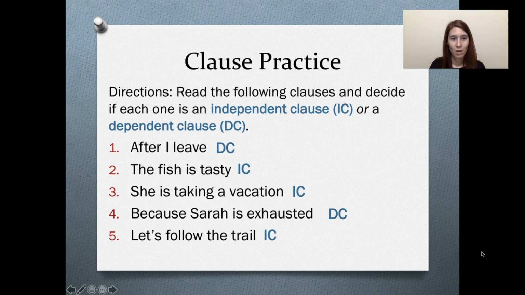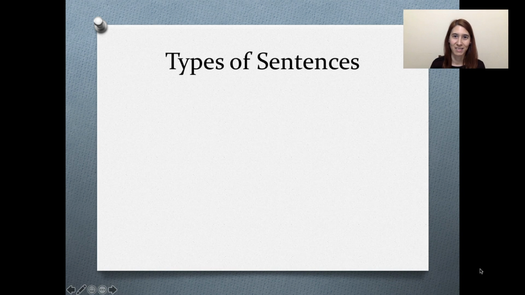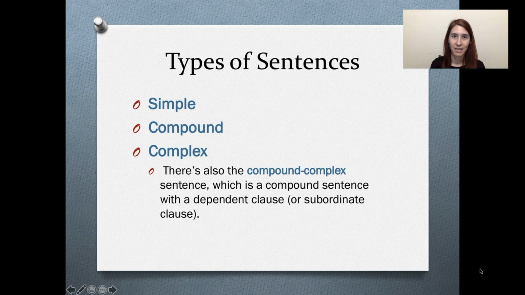So numbers 2, 3, and 5 are complete sentences. And then numbers 1 and 4 are not complete sentences. Those are dependent clauses. And the reason we're going over independent clauses and dependent clauses is because you need to know these for when you are writing some of the different types of sentences. Let's talk about types of sentences. We have simple, compound, complex, and like I mentioned before, we also have what's called compound complex. The compound complex sentence is a compound sentence with a dependent clause or subordinate clause.